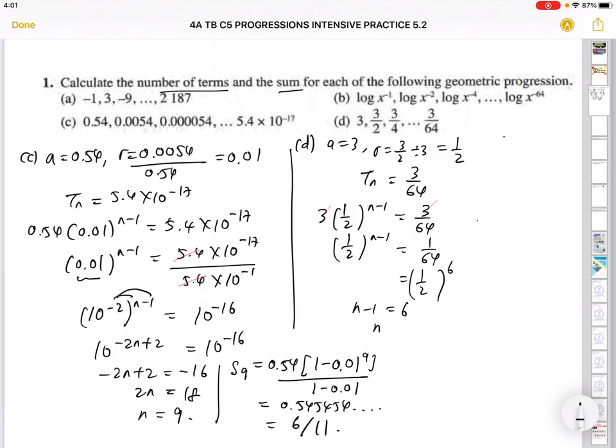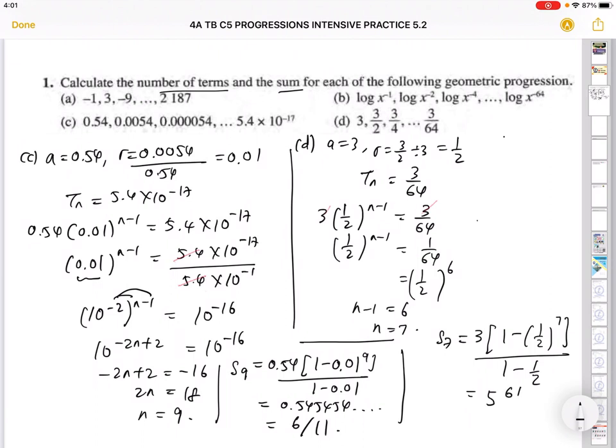n is 7. But to find S7, let's use the formula a times 1 minus r power n, over 1 minus r, with n as 7 here. Use your calculator, type in, you should get 561 over 64. So this is a bit long, because you have to find n and find Sn. Okay, so let's move on to number 2.